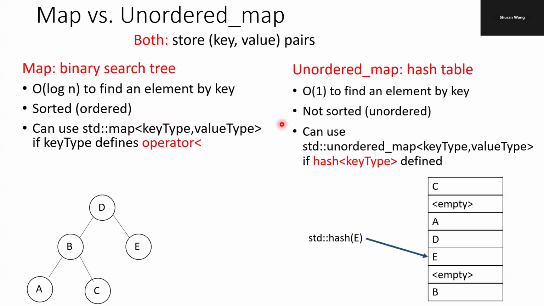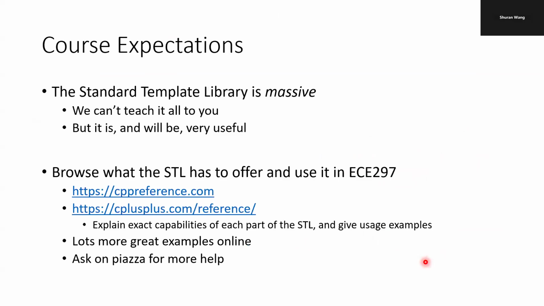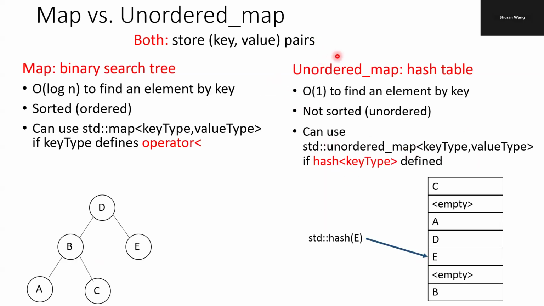Unordered map is a hash table. It's not sorted. You can use the unordered map with a key type and value type if the hash function for the key type is defined. And the hash function gives you the index into the hash table, if you still remember what hash tables are. And this means that unordered map is much faster because it's O(1) time.